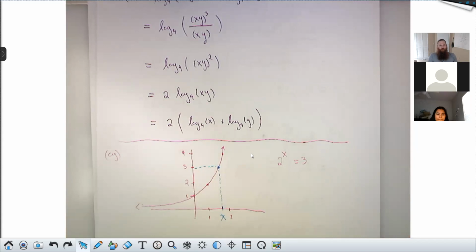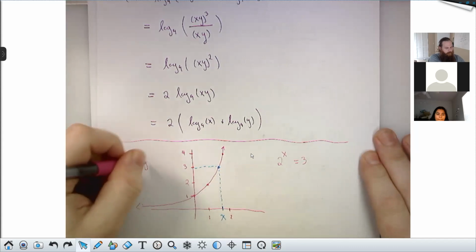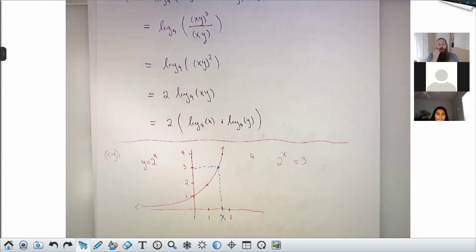So somewhere in between 1 and 2, there is a solution to the equation 2 to the x equals 3. The graph here is y equals 2 to the x. All of the work we've done with logarithms is leading us to a place where we can, purely in terms of algebra, without any guessing or any numerical work or any calculators, come up with solutions to equations that look like this.